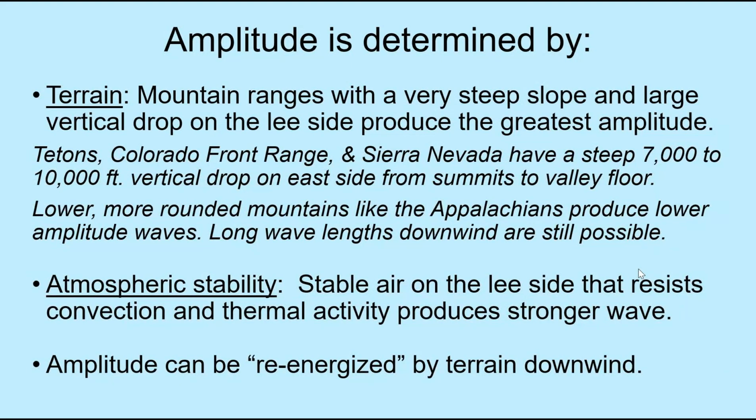Amplitude, again, we just talked about the steep slope on the lee side is what really promotes major amplitude, and stability on the lee side that resists convection. So if you had very unstable atmosphere on the east side of the mountains, and you had lots of big thermals and covering cumulus, you're not going to have those conditions conducive for mountain wave.